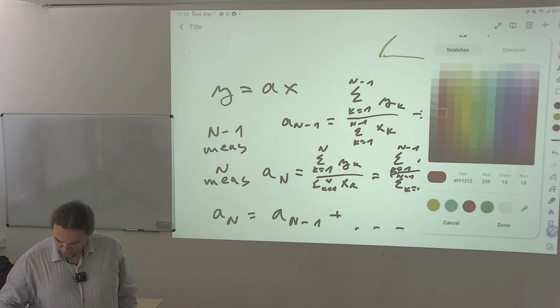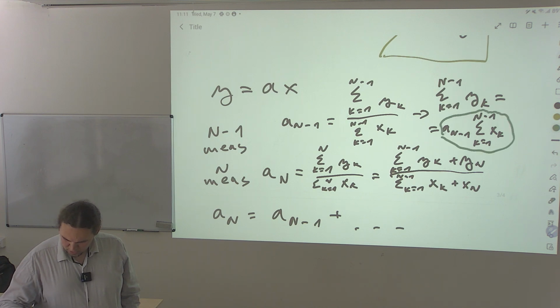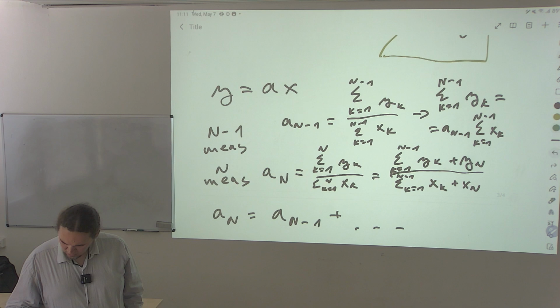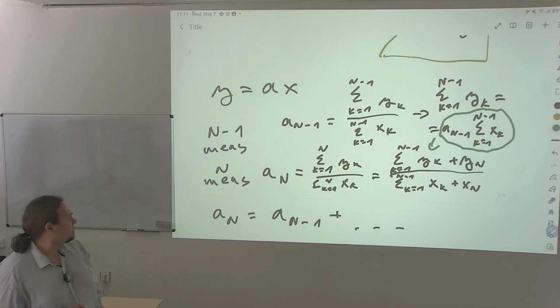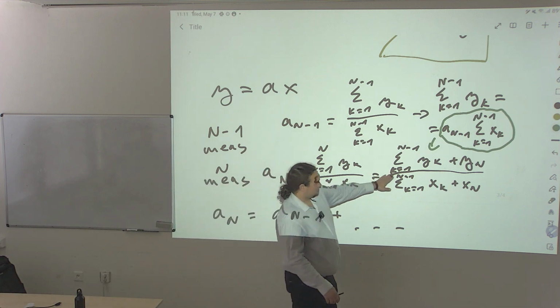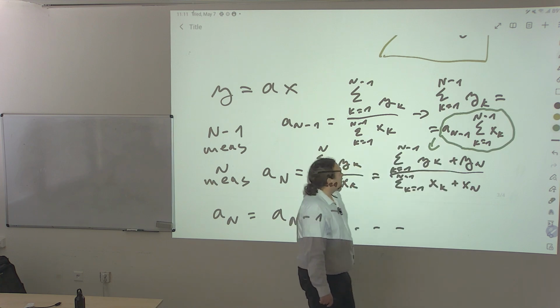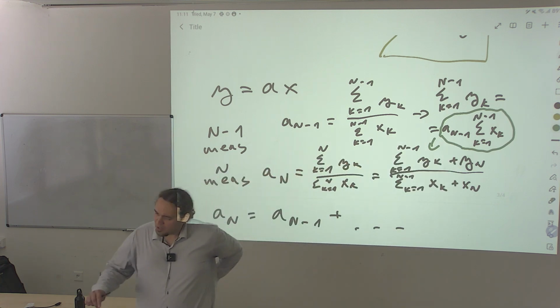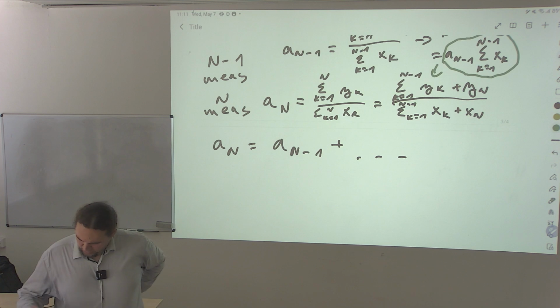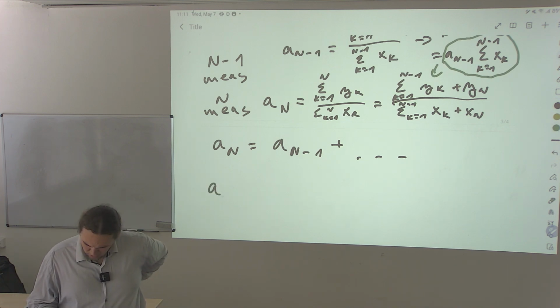Good, and let's try to take this expression, and let's plug it in here, right? This sum is the same, the left hand side, so the right hand side must be equal. All right, so we can plug it in.